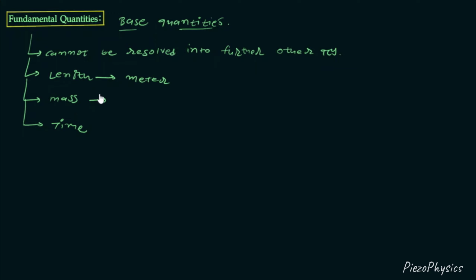Length is the fundamental quantity which has unit meter. Mass is the fundamental quantity which has the unit kilogram. Time is the fundamental quantity which has unit second. Right? So these are three fundamental quantities which were used earlier before the SI unit system.